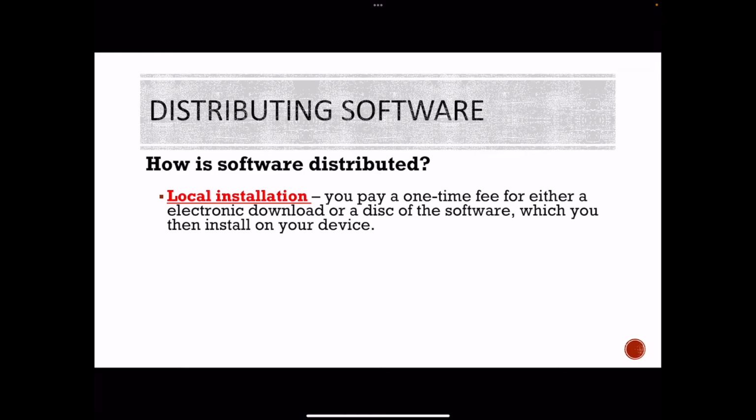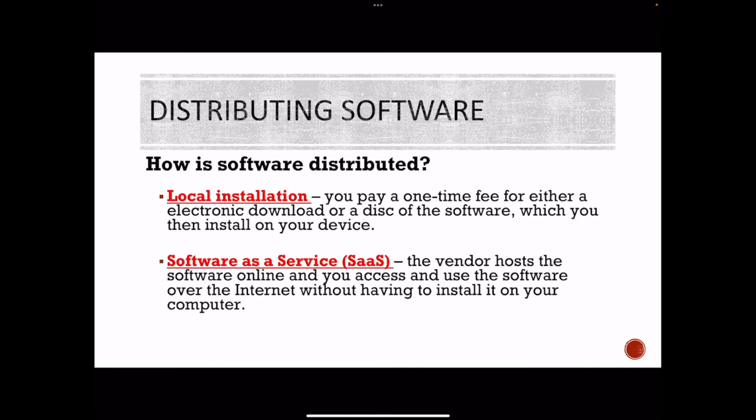So again, with local installation, you're going to purchase the right to use it and you install it on your hard drive. Software as a service, SaaS: the vendor will host the software online and you access and use the software over the internet without having to install it on your computer's hard drive. Because the program resides on the company's server, you can run the program through your browser. You can run the program only when you're connected to the internet.